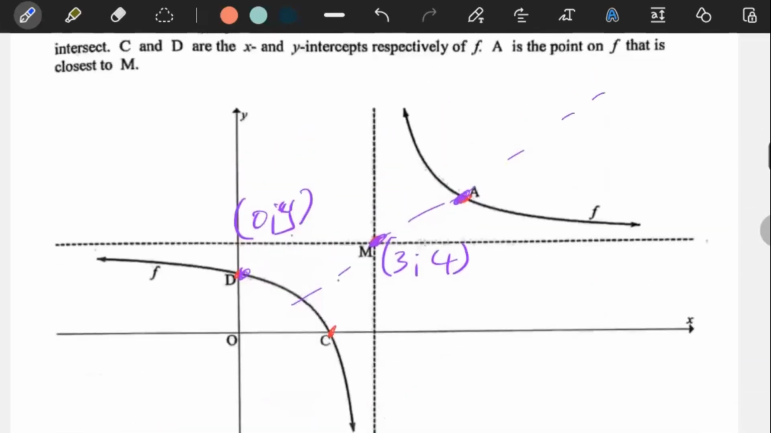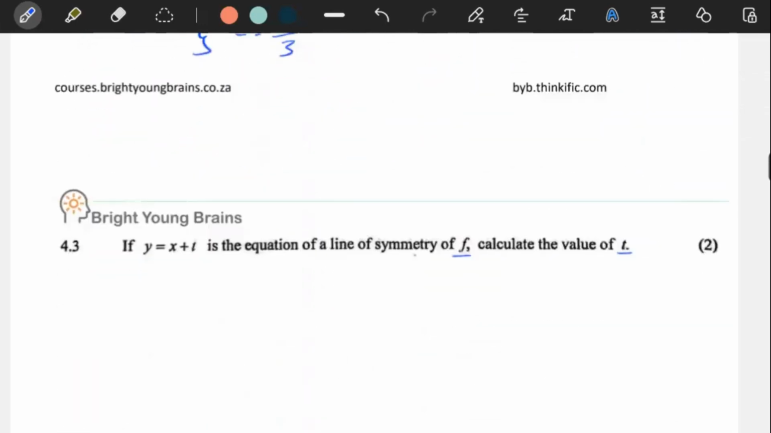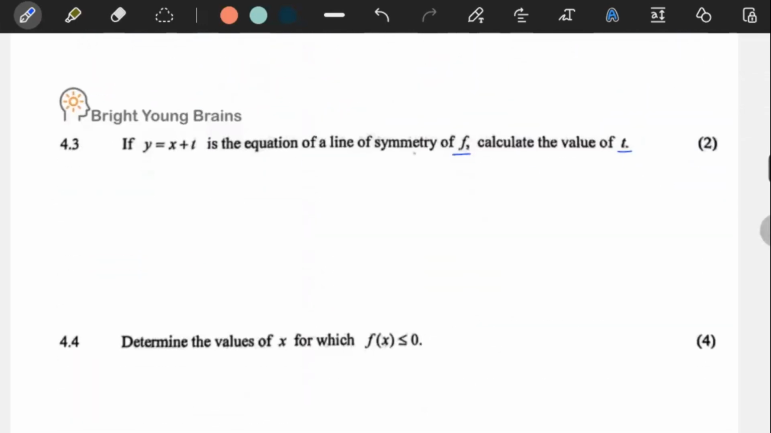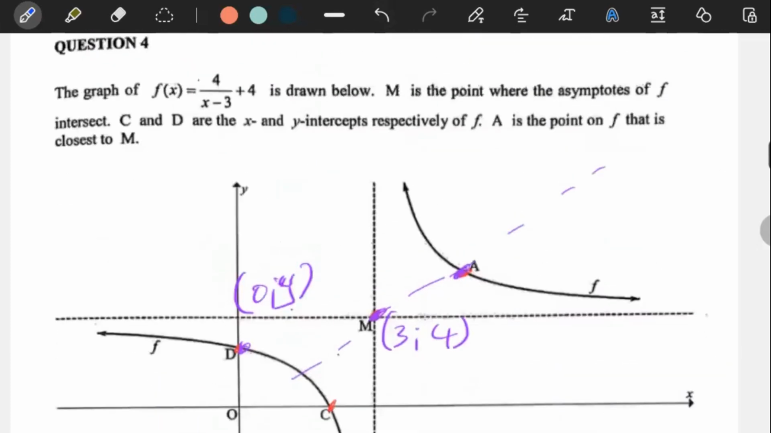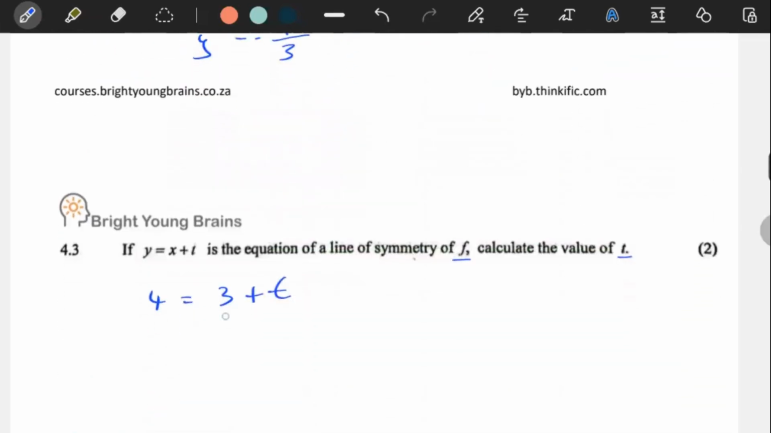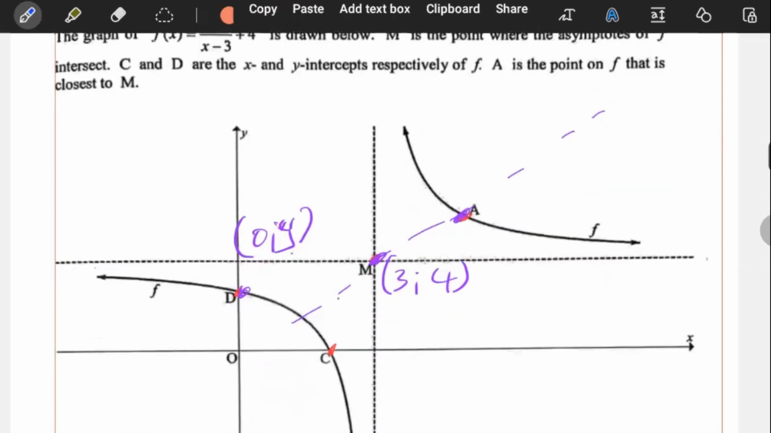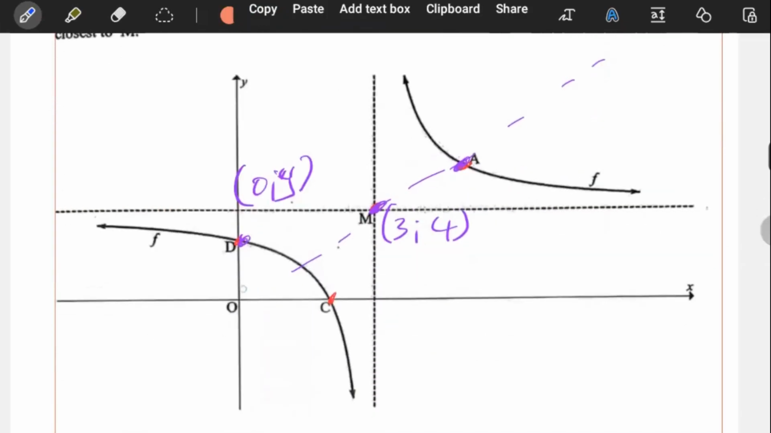Line of symmetry of F. So it's the one with the positive gradient. It doesn't even matter. Very straightforward question because you're just going to put in a coordinate that the graph passes through, of which we have that coordinate, right? It's just x value 3, y value 4. So T here is just going to be positive 1.